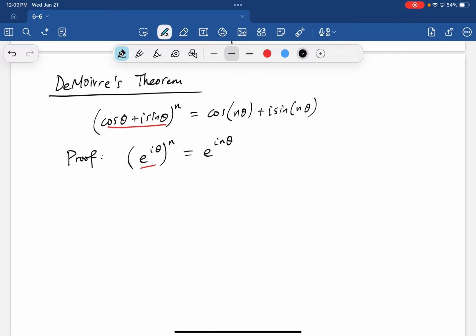Okay, so if we use rules of exponents, this becomes e to the power of i n theta. And we can write this as cosine n theta plus i sine n theta. Okay, so that's DeMoivre's theorem.